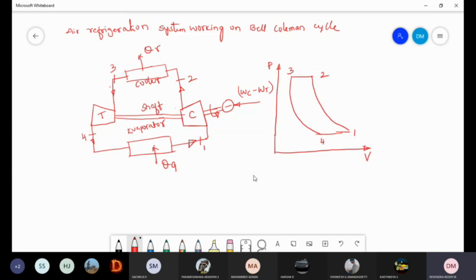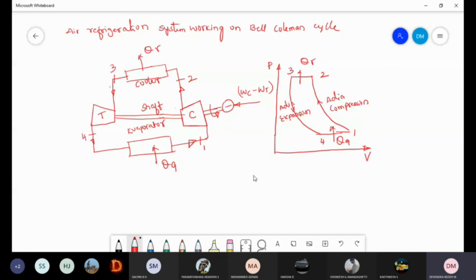Okay, now you tell me what is 1 to 2? 1 to 2 compression, 2 to 3 is QR and this is QA. This is adiabatic compression, and this is adiabatic expansion, and this is constant pressure heat removal process from the condenser. And 4 to 1 is constant pressure heat absorption process by the evaporator, that is cold chamber.